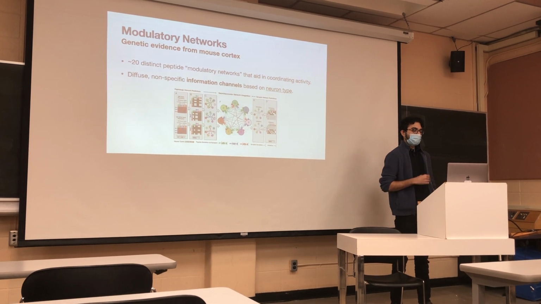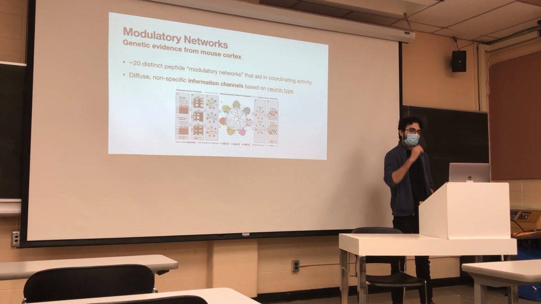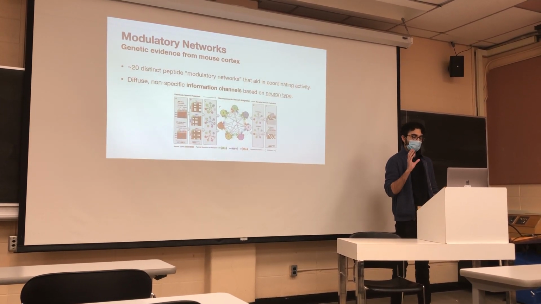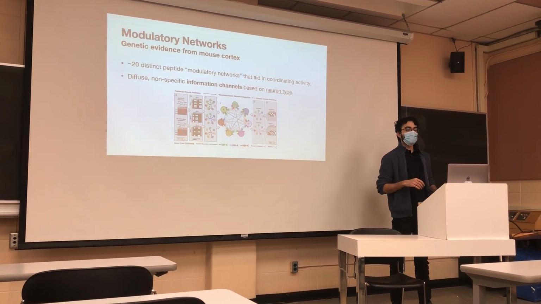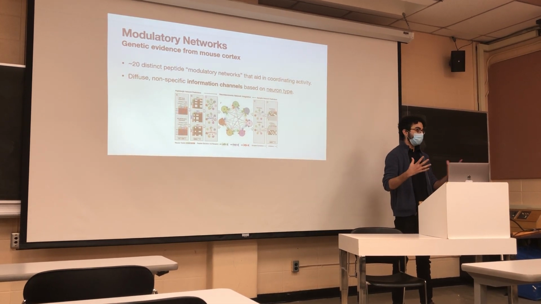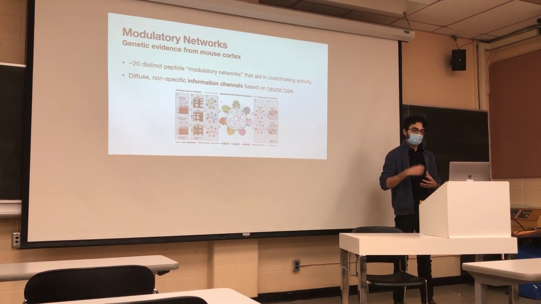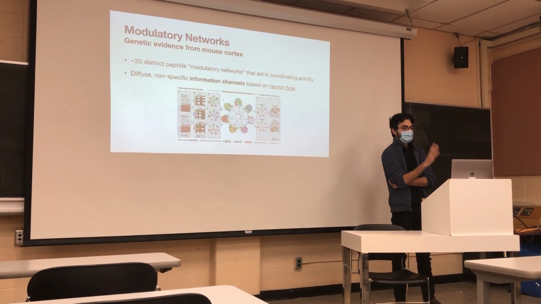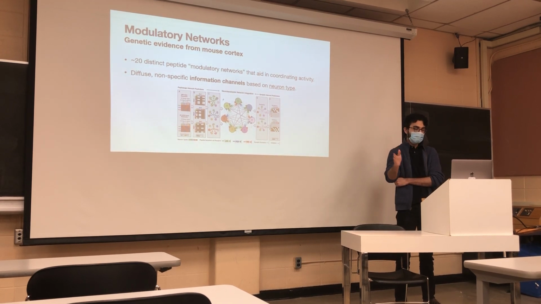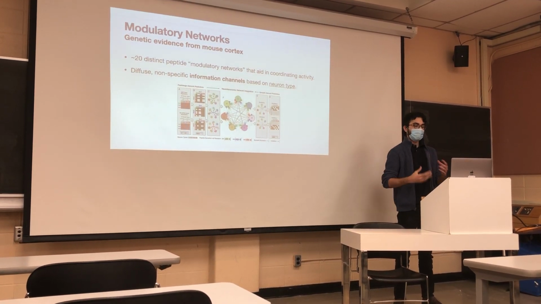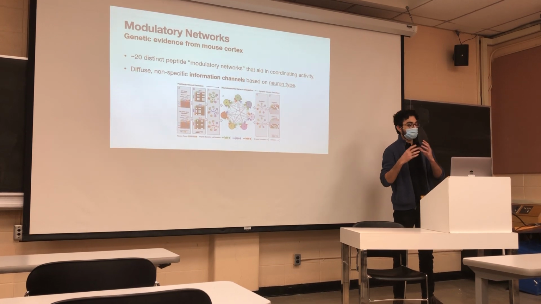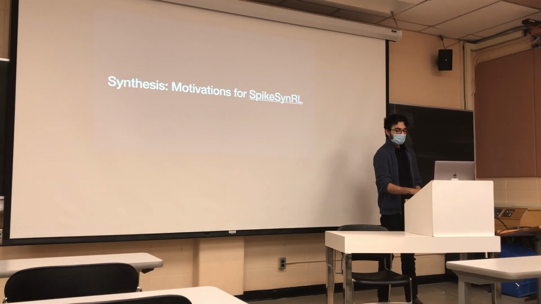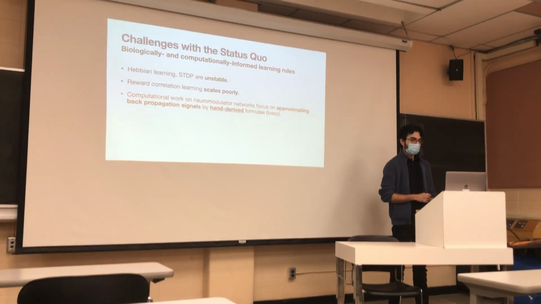And finally, we have modulatory networks. So it appears, given some genetic evidence from mice cortex experiments, that there are about 20 different peptides or proteins that the neurons kind of diffuse passively to signal messages to the surrounding neurons. And this is another information channel that they have at their disposal, where these signals are diffused instead of spike-based, and they're non-specific, but they're based on the neuron's type, and the receiving neuron's type, and also the transmitting neuron's type. So synthesizing this to motivate the approach that I have created.